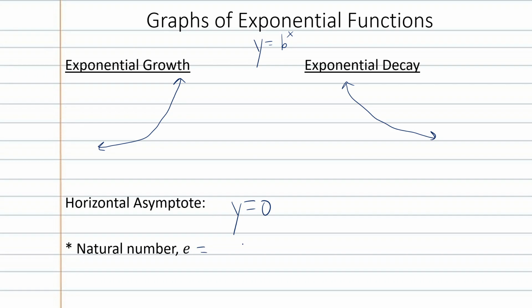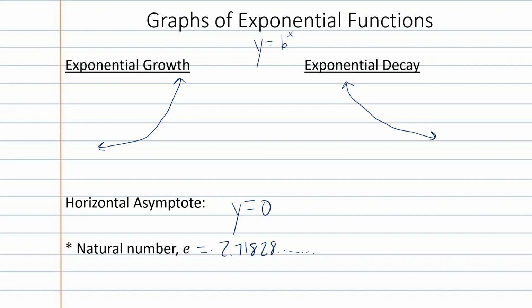Now, a number you see come up a lot when it comes to exponential functions is the number e. The number e is equal to about 2.71828, and the numbers just continue on. There's no real cycle to them. You just get a whole bunch of numbers. This is a number that comes up a lot with exponentials. It's just a number. Treat it like a number.